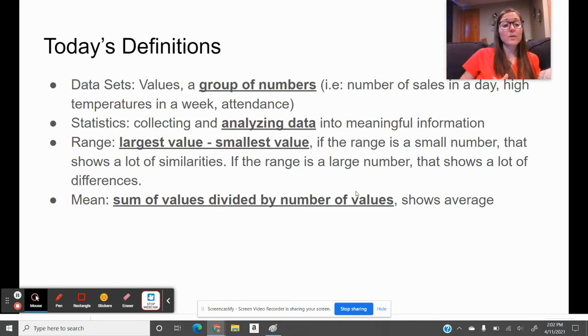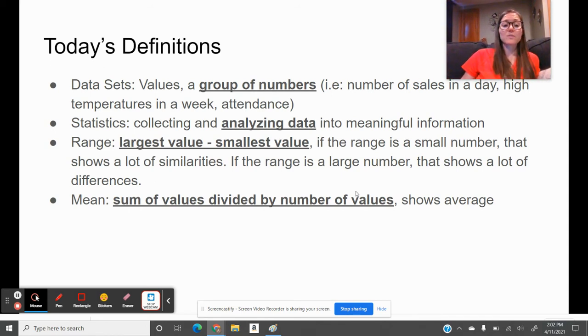All right, so when we talk about data sets in this unit, that just means a group of numbers. So, for example, the number of sales in a day, the high temperatures in a week, or attendance. That could even be a data set, counting up the number of kids who were absent, tardy, and present that day. Statistics, that word just means that you're taking the information in that data set and making it into meaningful information like the averages or the high, the low, the range, so on and so forth.